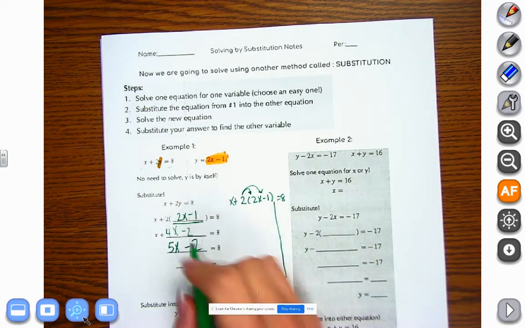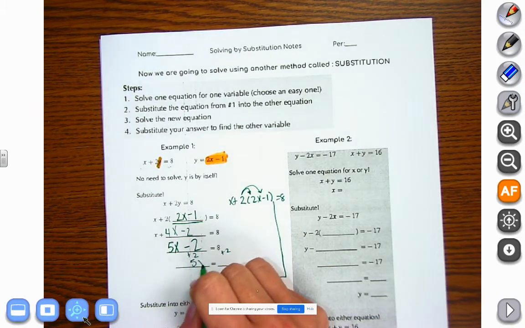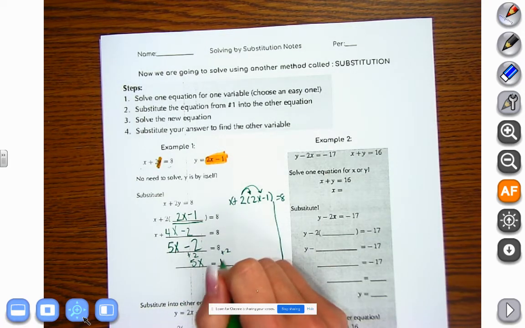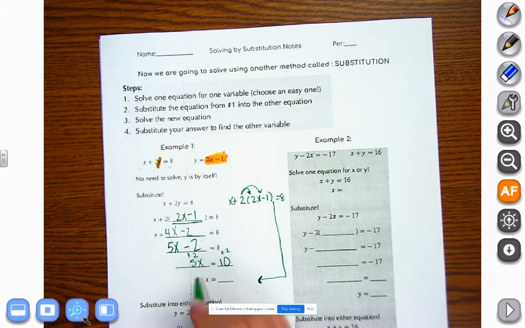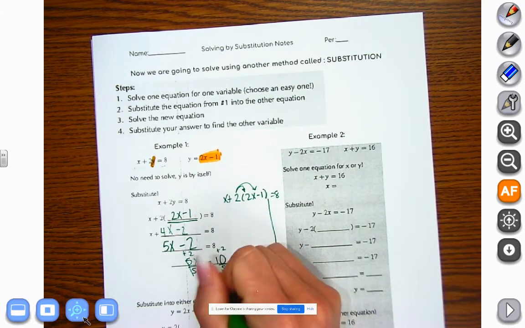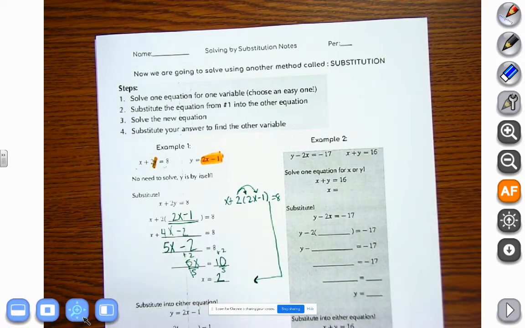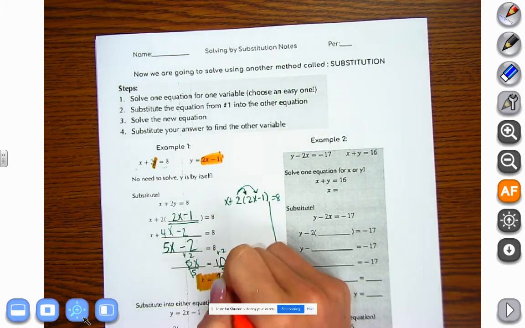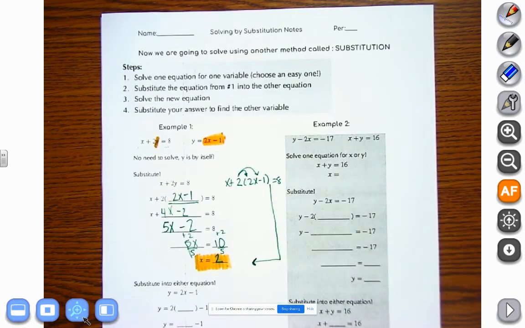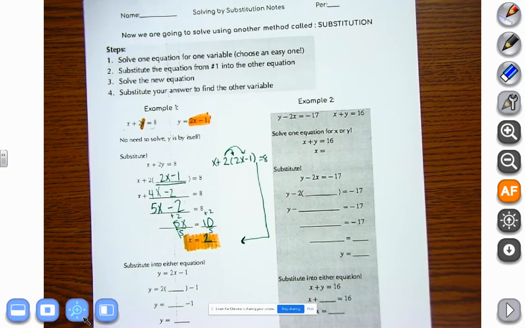We add this 2 to both sides, we get 5x equals 10. And the last step to solve for x would be to divide by 5 on each side, which would give us that x equals 2. Okay? So we're not done yet. x equals 2 is not our answer for this problem that we're solving by substitution, but it is taking us one step closer.